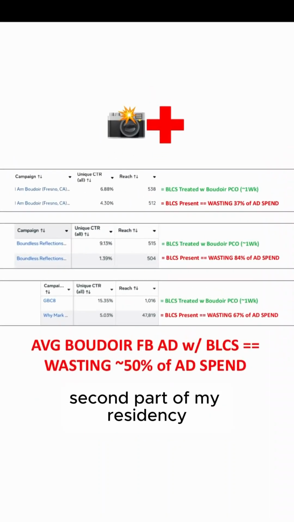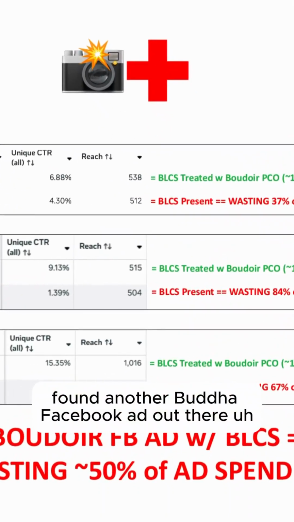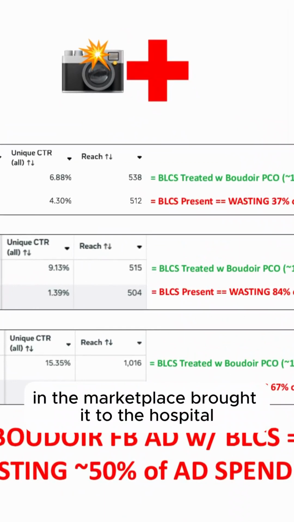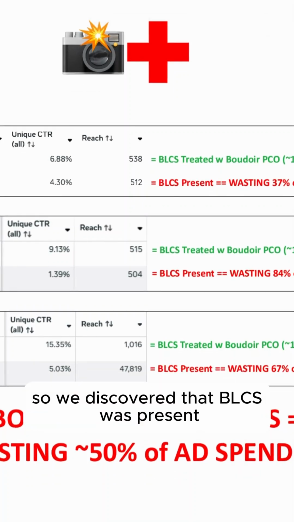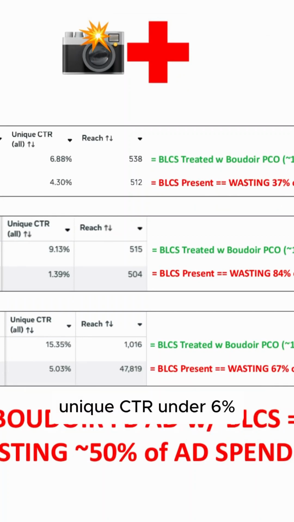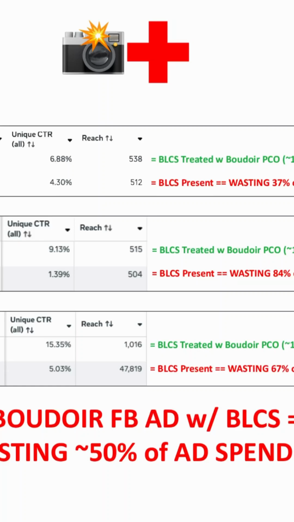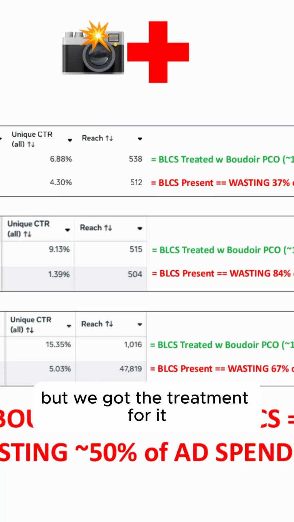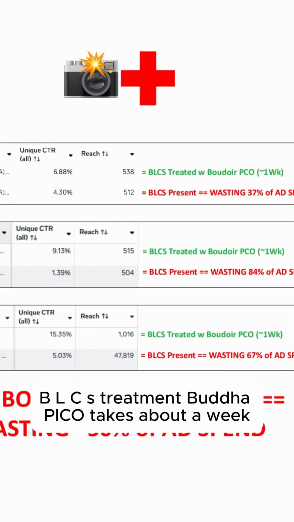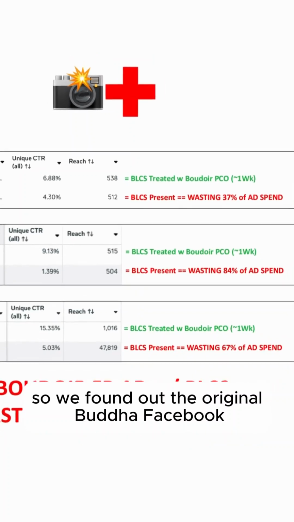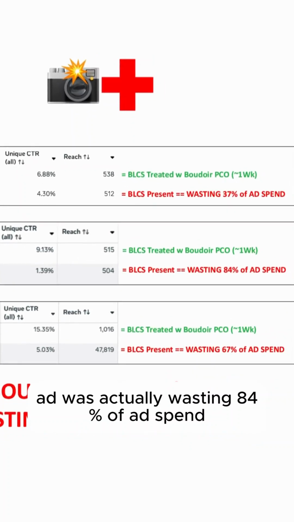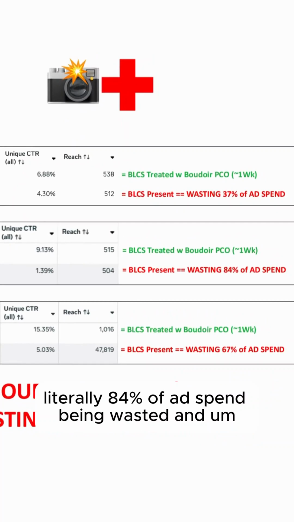All right, second part of my residency: found another Boudoir Facebook ad out there in the marketplace, brought it to the hospital, tested it out, found its unique CTR was 1.39%. So we discovered that BLCS was present. Unique CTR under 6% is BLCS, Boudoir click syndrome, but we got the treatment for it. BLCS treatment with Boudoir Pico takes about a week. And as a result, we got the unique CTR up to 9.13%. So we found out the original Boudoir Facebook ad was wasting 84% of ad spend, literally 84% of ad spend being wasted.